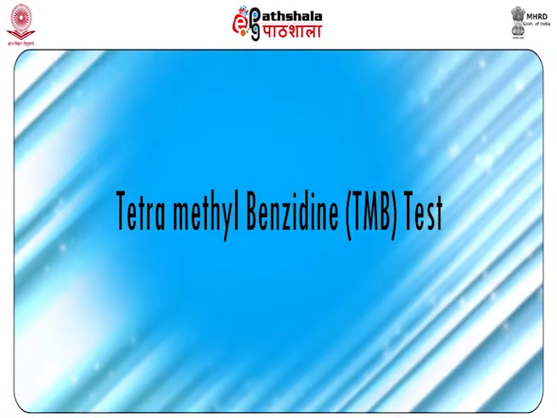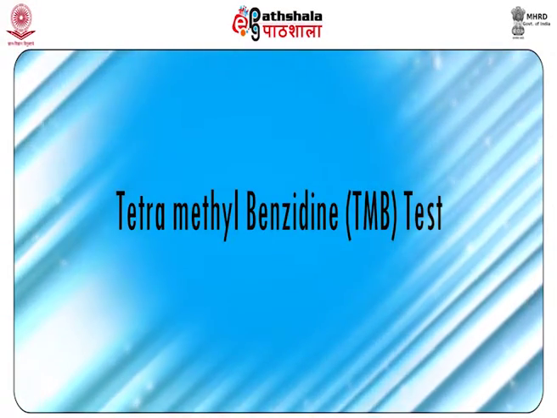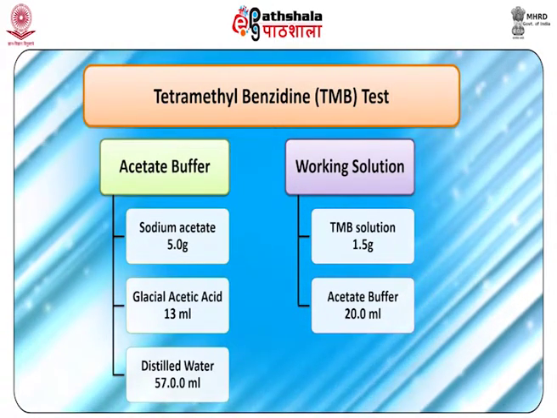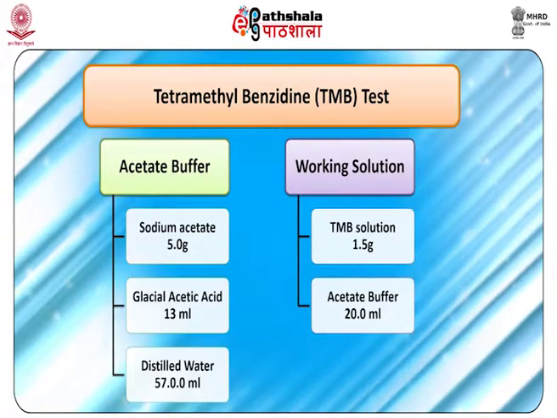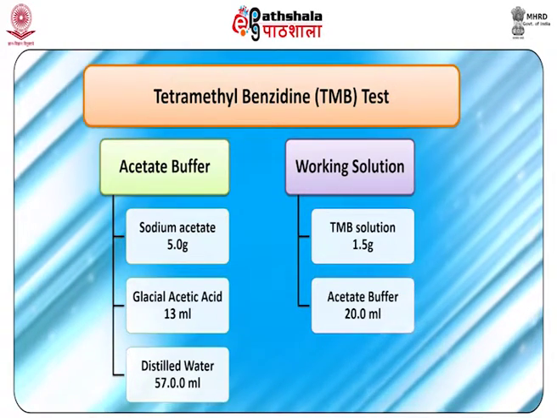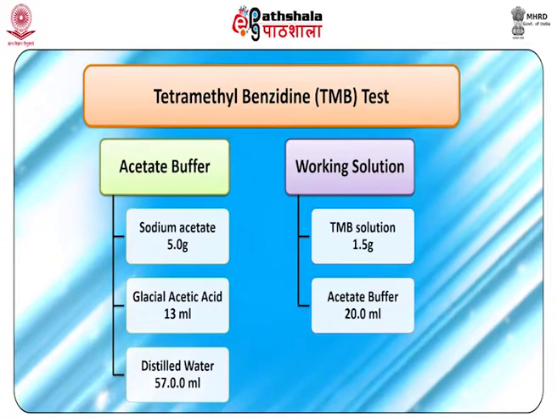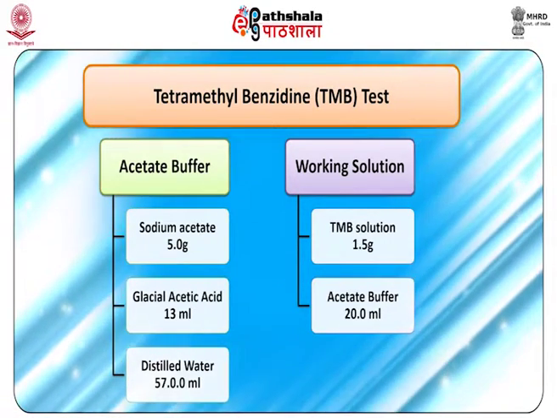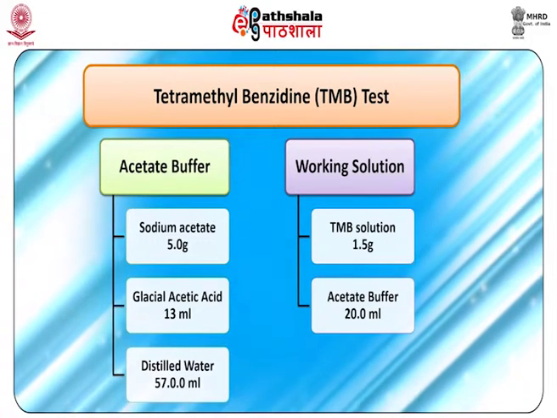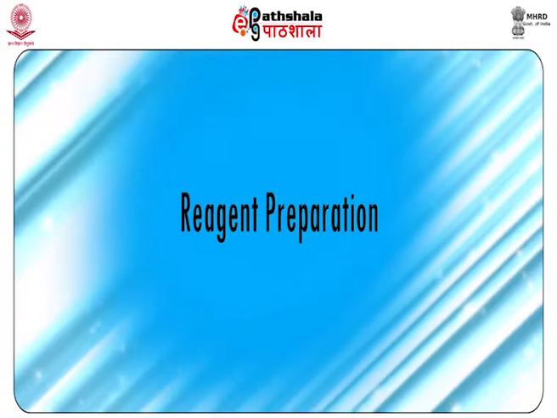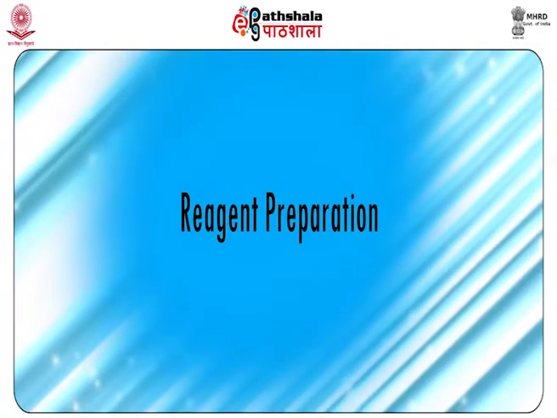Next is the tetramethylbenzidine, that is TMB test. In this we use the reagent acetate buffer, that is sodium acetate 5 gram, glacial acetic acid 13 ml, distilled water 57 ml. Then we also make the working solution, in which we use TMB solution 1.5 gram and acetate buffer 20 ml.